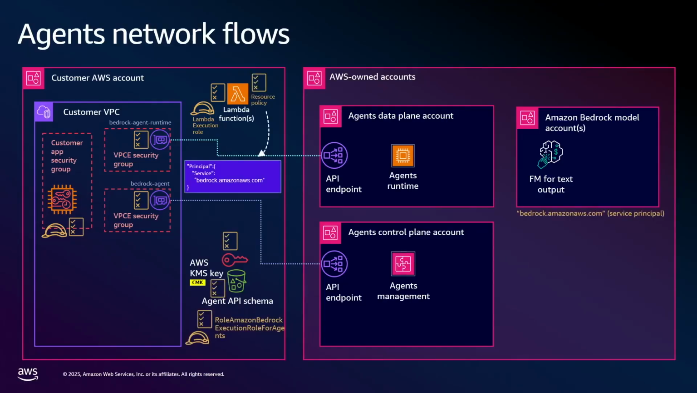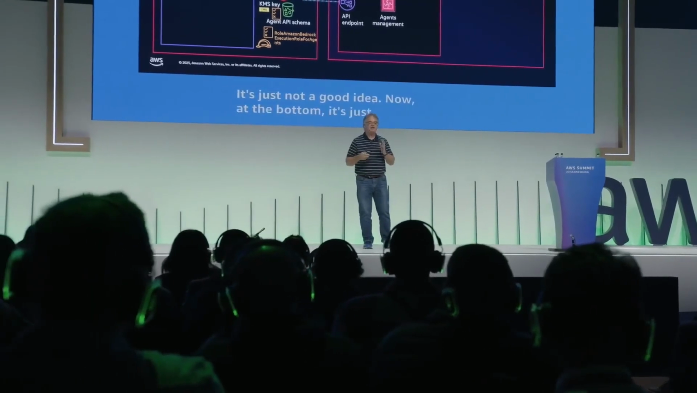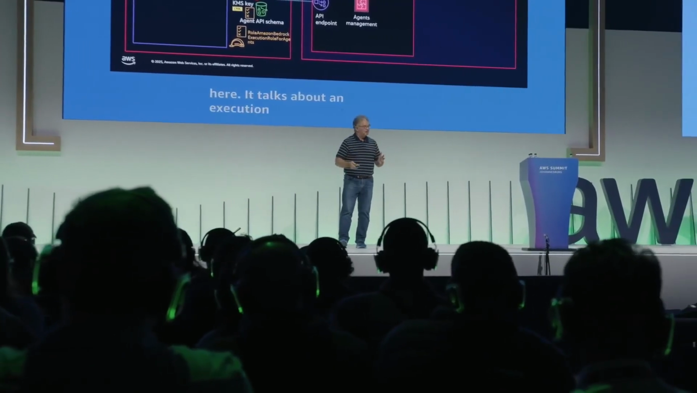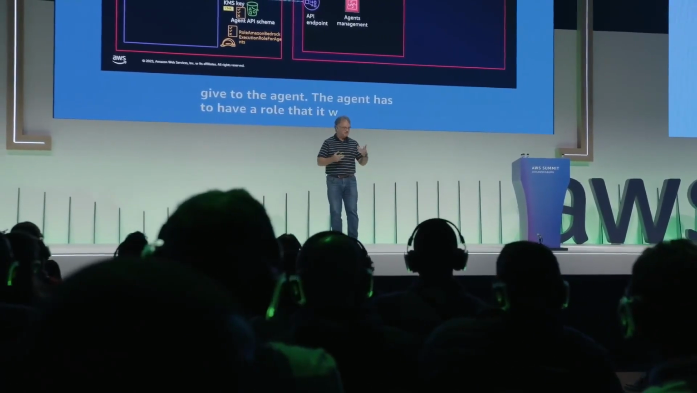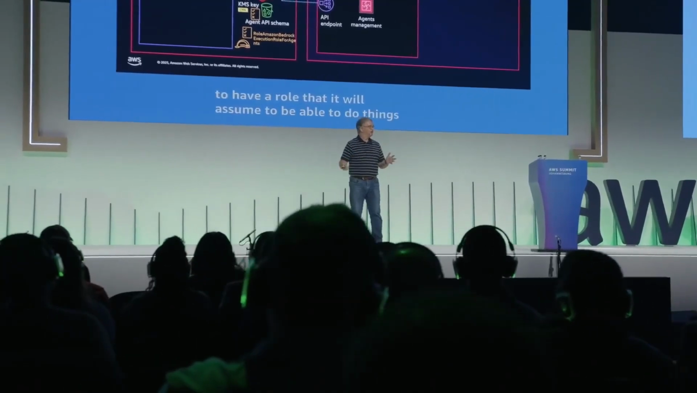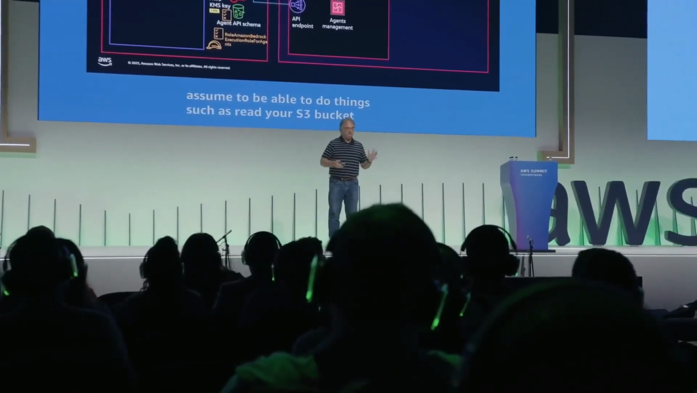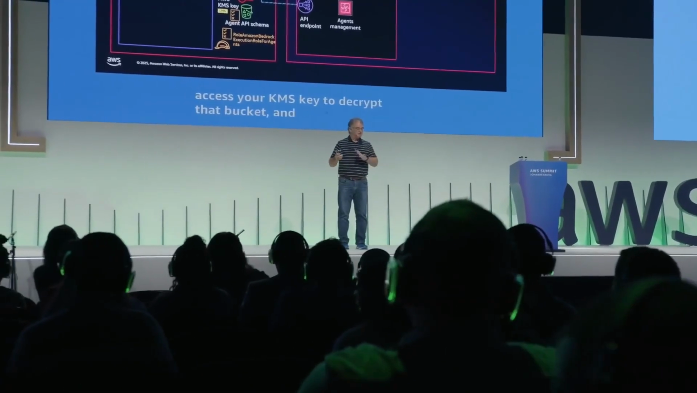Now, at the bottom, it's just appeared that it talks about an execution role. Now, this we have to give to the agent. The agent has to have a role that it will assume to be able to do things such as read your S3 bucket, access your KMS key to decrypt that bucket, and a few other things that it needs access into environments for. So you have to provide that role.